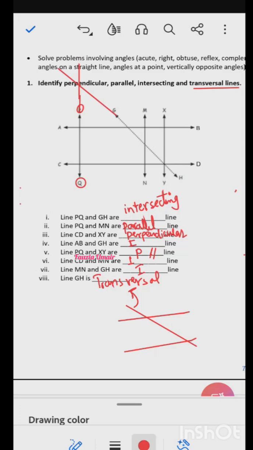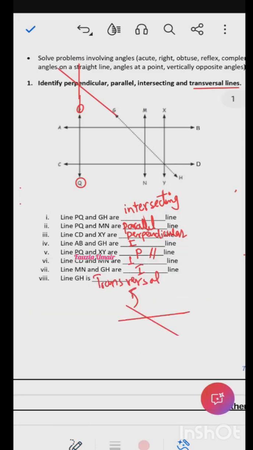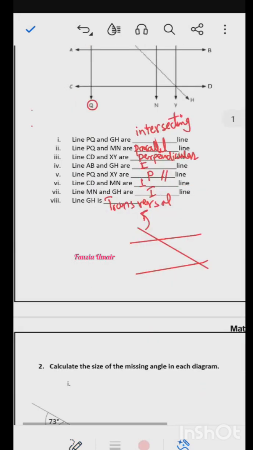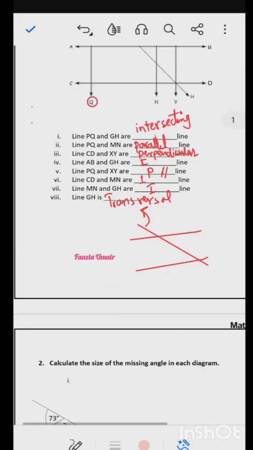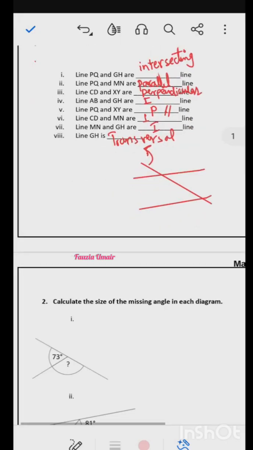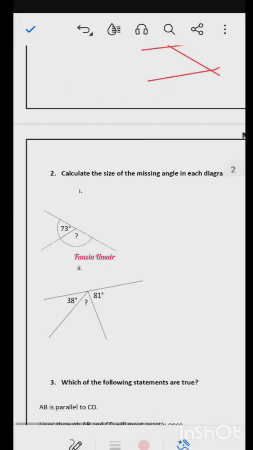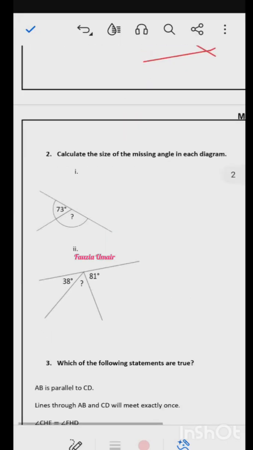So that diagonal line is called a transversal. And when there is a transversal, there are many other properties, which you can learn later on. So now let's solve the missing angle questions, keeping in mind the three properties we have just discussed.